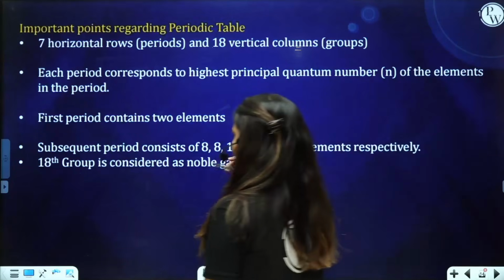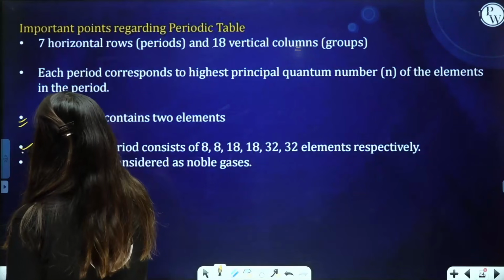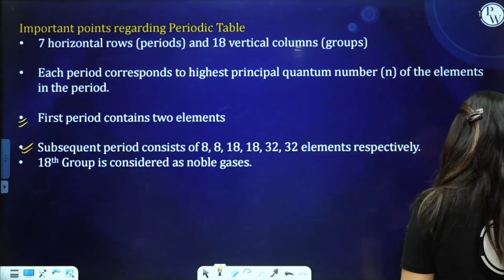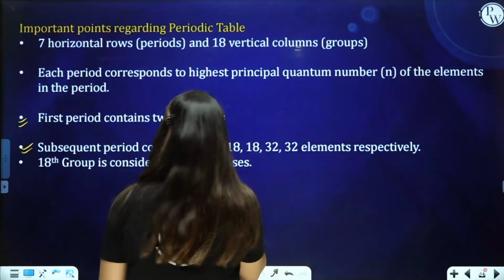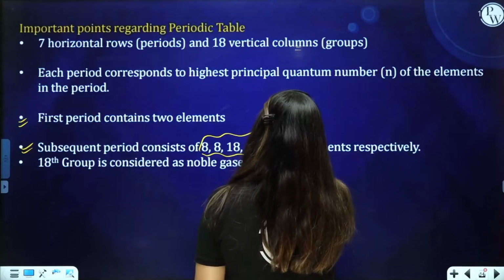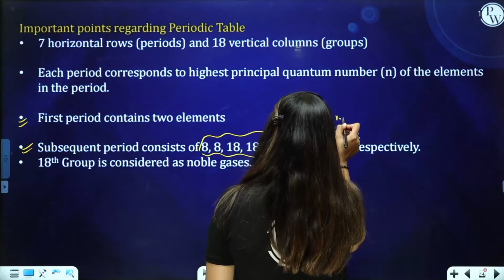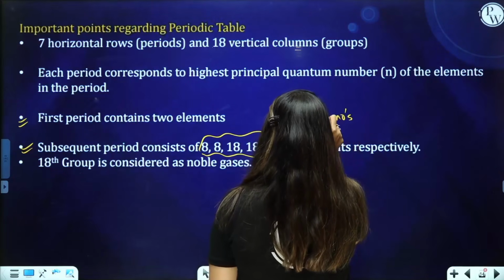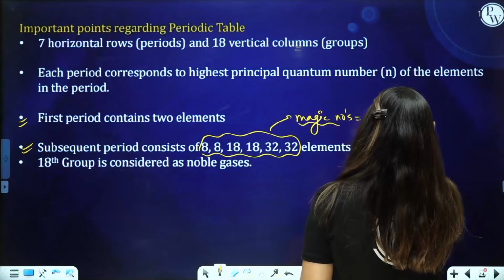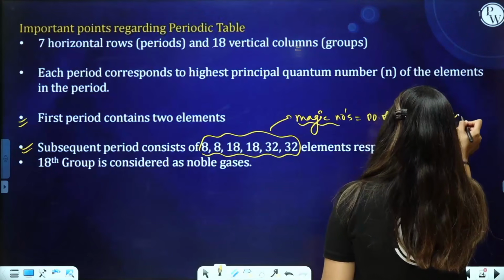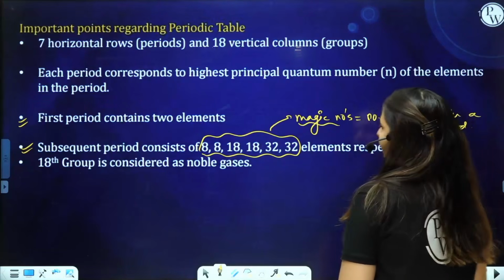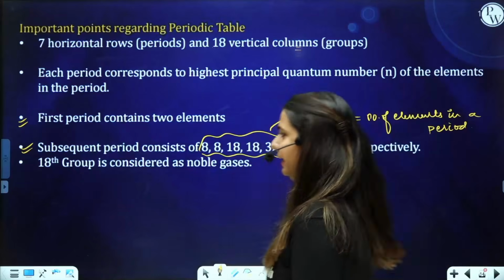See, these 2 points we have to discuss. Rest of them you already know. We know all these things. We will discuss these 2 points right now only. And these numbers are called the magic numbers, which tell us the number of elements in a period. They tell us about the number of elements in the period, right? So let's move.